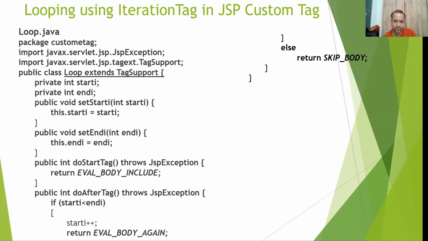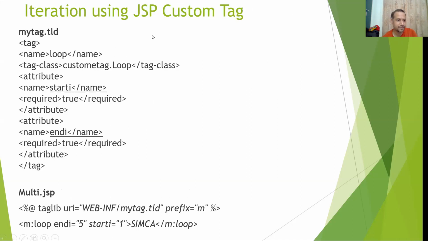If it is going to execute 3 times, it is going to evaluate 3 times, which means it is going to print for the 0th time, for the first time, and for the second time. Now start i becomes 3, and 3 is less than 3 is false. Now it is going to return to the else part and it is not going to print; it is going to send the message SKIP_BODY, which means your body part is going to be skipped.